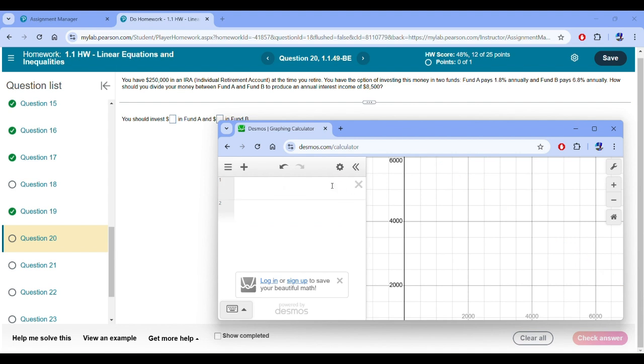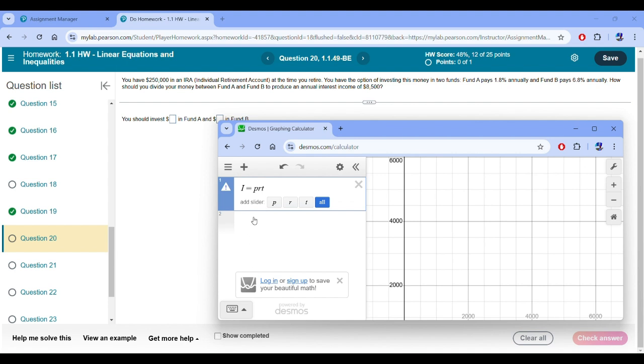I'm going to clear these two equations, and I need the equation. So first of all, you have $25,000 that you are going to invest. You're going to break it apart. One's going to give you 1.8, one's going to give you 6.8. So if you remember, I is equal to PRT, right? Now, we want it to be annually.